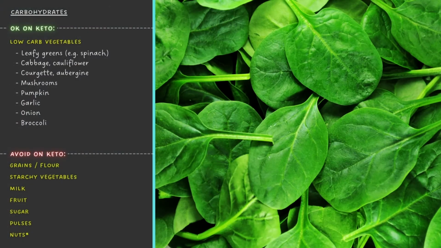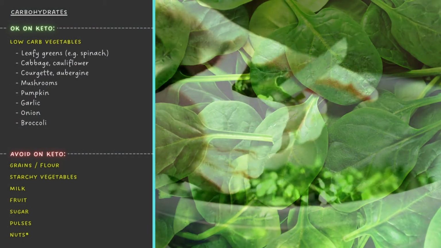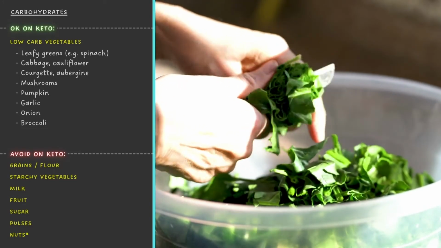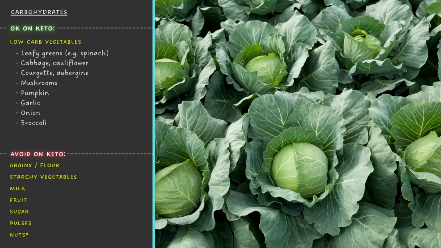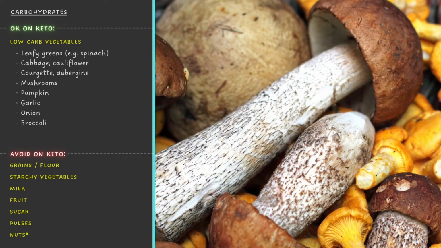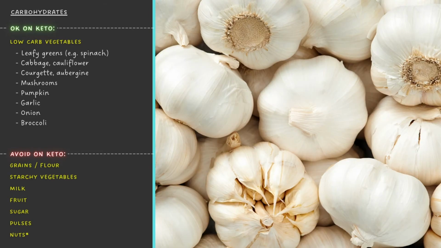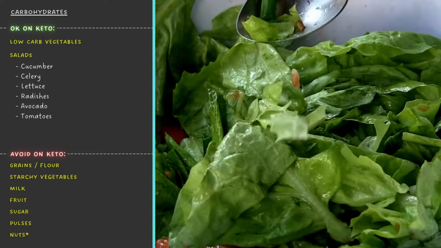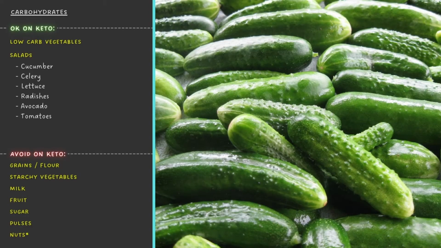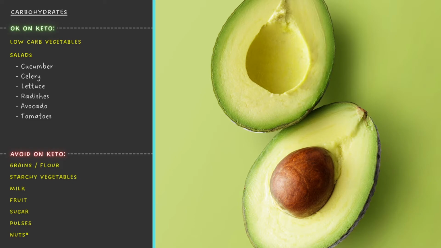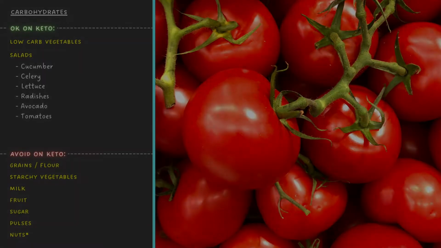Well, in terms of veggies, you want to be consuming mostly leafy greens because dark greens are a dense source of micronutrients and have no effect on blood sugar. Cabbage is also fine, as are cauliflower, aubergine or eggplant, courgette or zucchini, mushrooms, pumpkin, garlic, and in moderation, onion and broccoli. In addition, salads are a great way of getting in things like cucumber, celery, lettuce, radishes, avocados, and again in moderation, tomatoes.